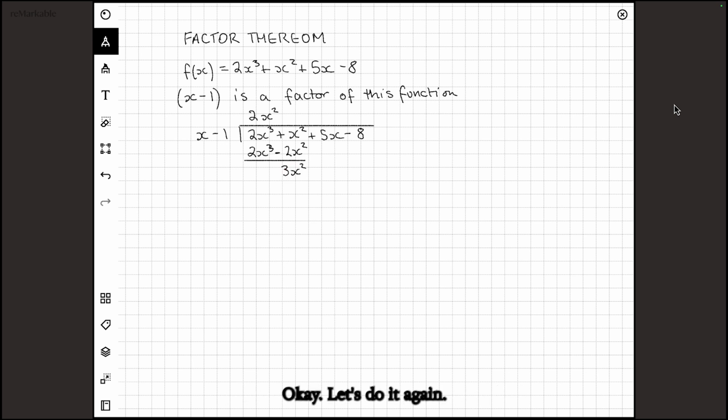Okay, let's do it again. Remember, this is like a dance. So let's start the steps again. X into 3x squared goes 3x. X times 3x is 3x squared, as we said. 3x times minus 1 is minus 3x. Let's take that away, and we get 5x minus 3x, which is 8x.